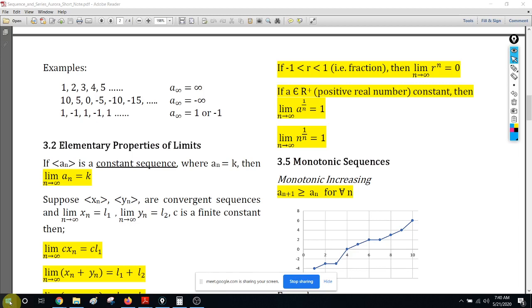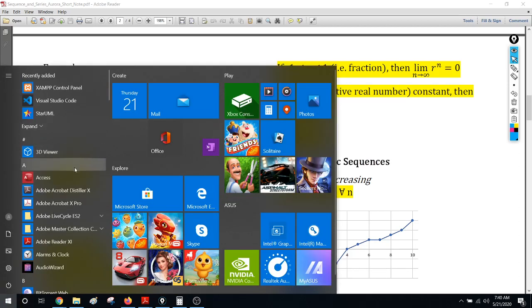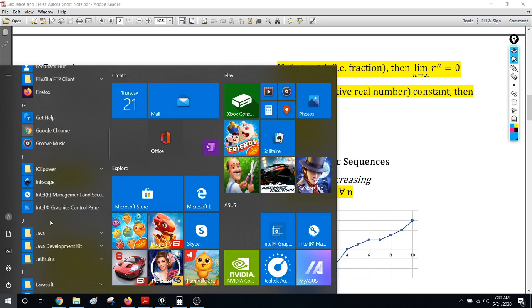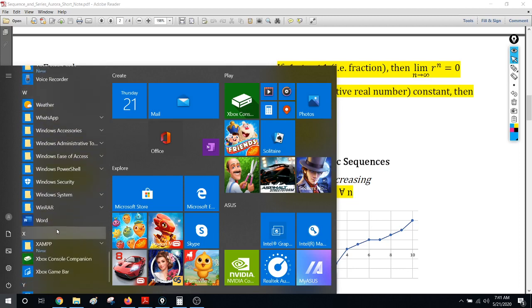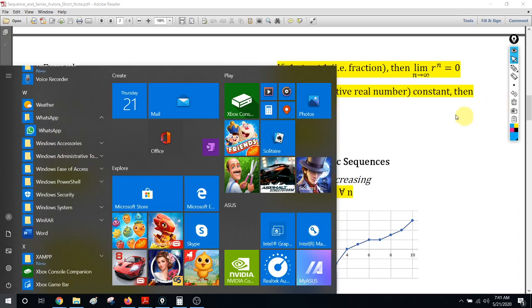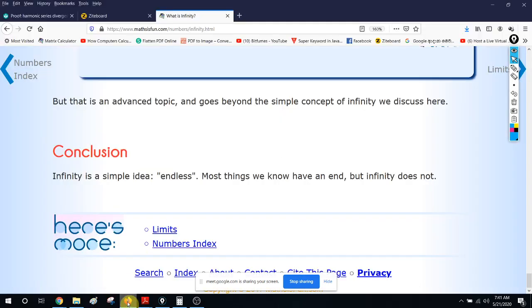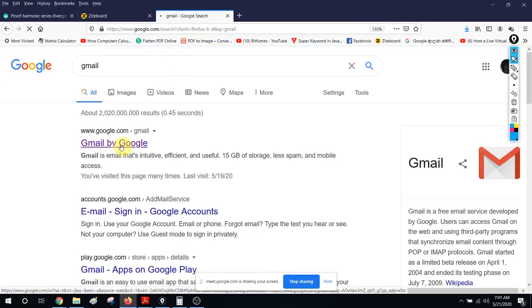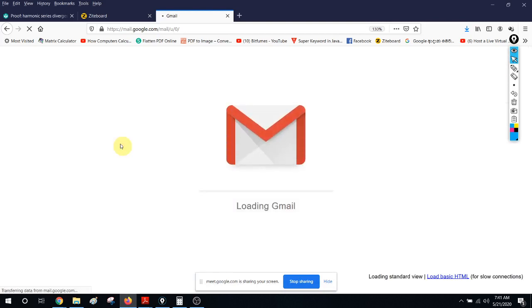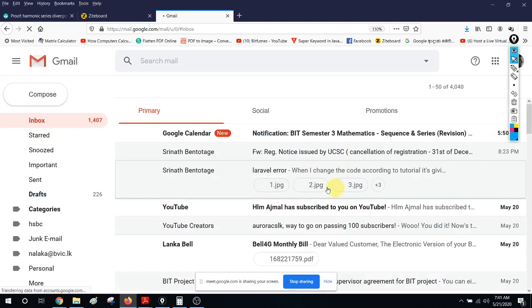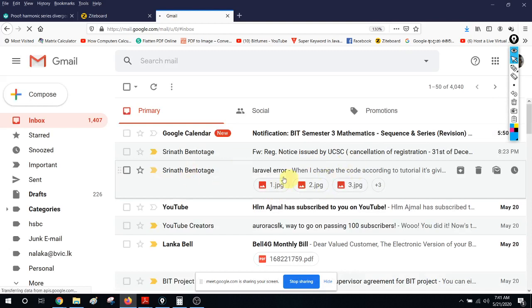Right. Now you can see I have got two emails here. So, error, right?